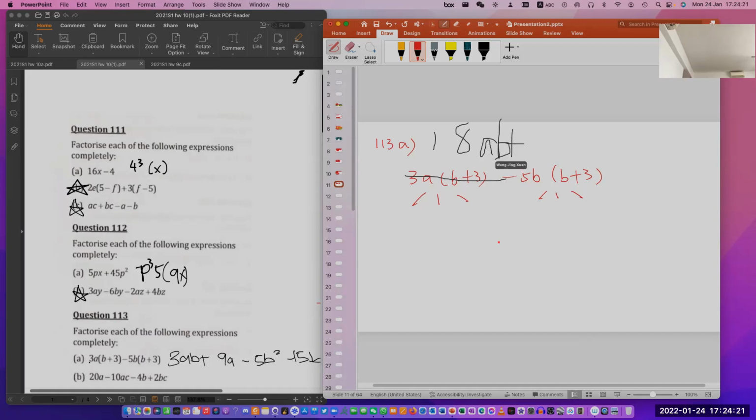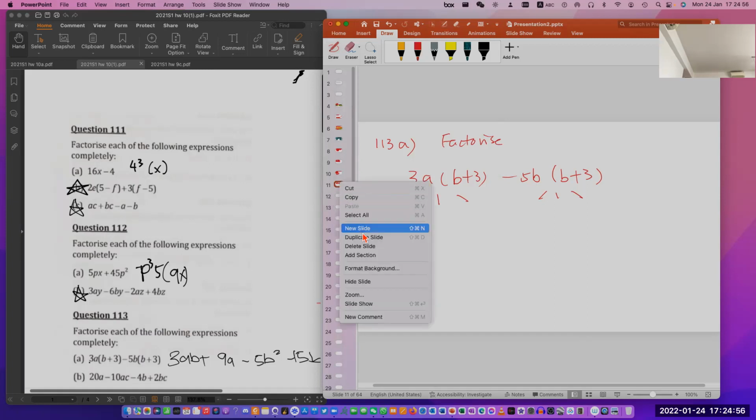I don't understand what that is. This is b, this is b. This is b, not plus. This is b, boy. This is also b. By the way, you are asked to factorize. Okay. So I think you are trying to do this.